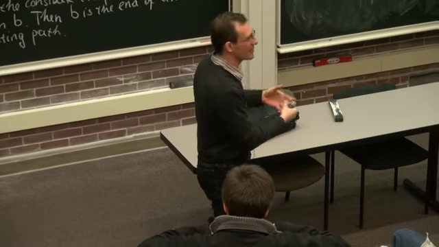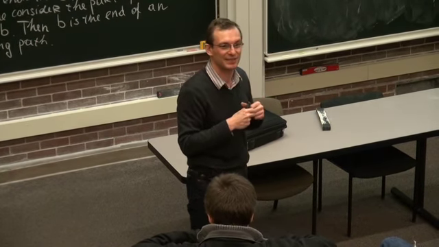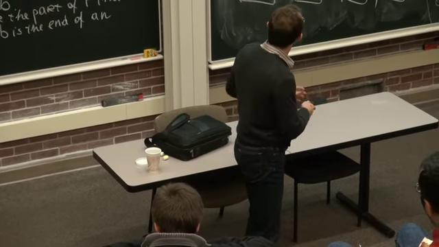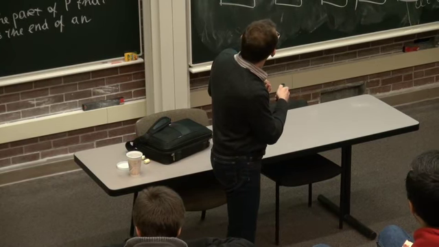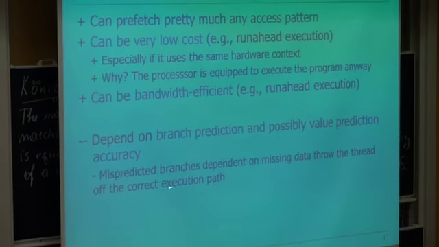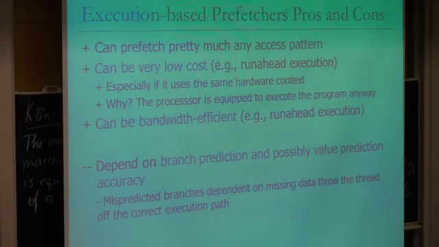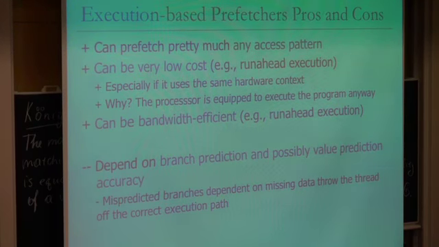In Runahead's case, you have a branch that you predicted. If it's dependent on a cache miss, well, you're on the wrong path after that point. Okay, basically mispredicted branches that are dependent on missing data throw the thread off the correct execution path. Now, this may not be bad, as we discussed, but it's usually better to be on the correct path.